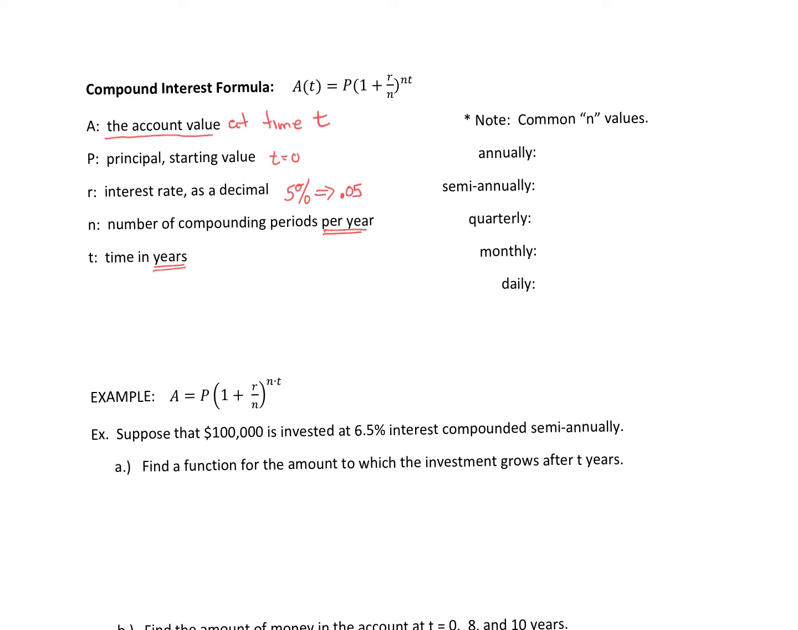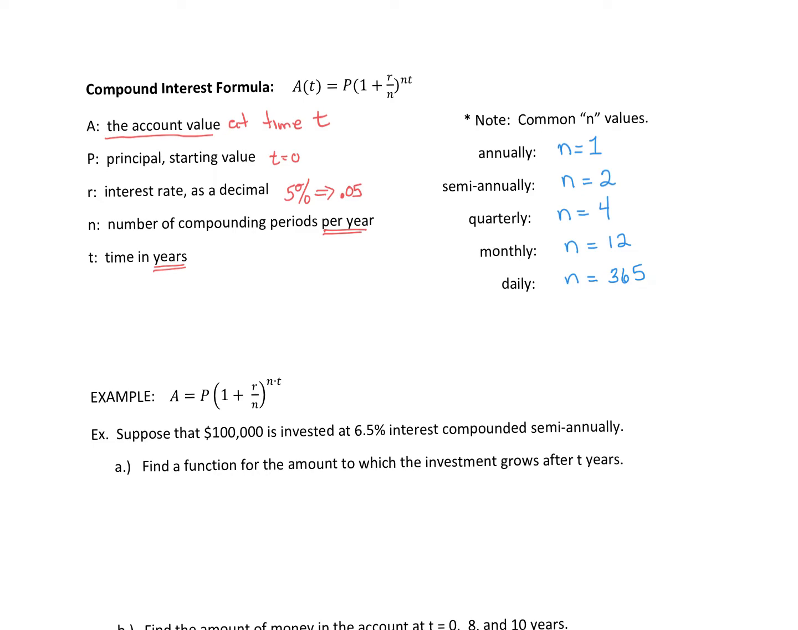Just a note on common compounding periods, common N values. Annually is 1 time a year, so N would be 1. Semi-annually is twice a year, so N would be 2. Quarterly, 4 times a year. Monthly, 12 times a year. And daily, 365 times a year.